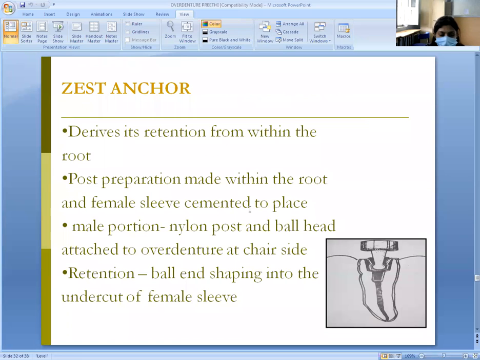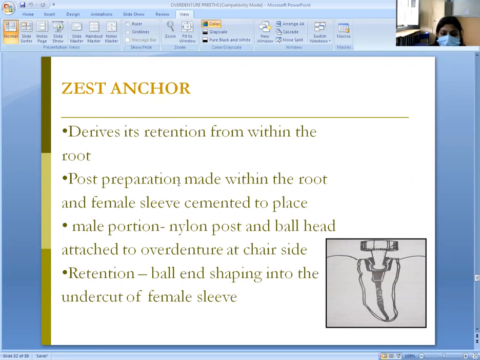Zest anchor. Here, this is the only attachment in which the female portion is attached to the root and the male portion is embedded into the denture. In all the other attachments, the female portion is embedded into the denture base and the male portion is attached to the root. It derives its retention from within the root. This is an intraradicular attachment. Post preparation is made within the root, and the female sleeve is cemented in place.